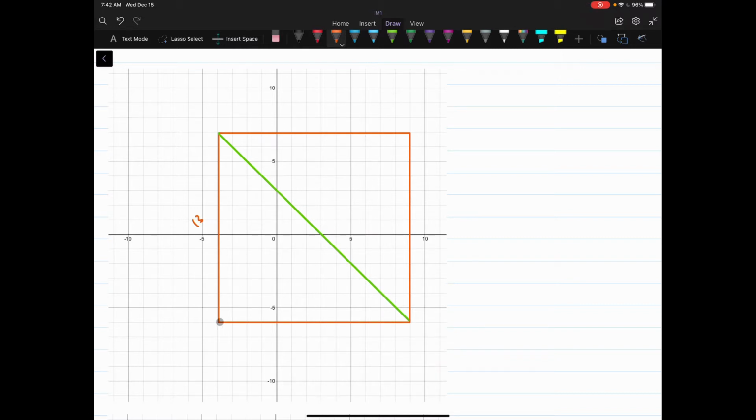And let's take a look at this one. This is 4 units long, okay, in the x-axis. That's 4 units, and that's 9 units. So 4 plus 9 is 13. Therefore, leg 1 is 13, leg 2 is 13.